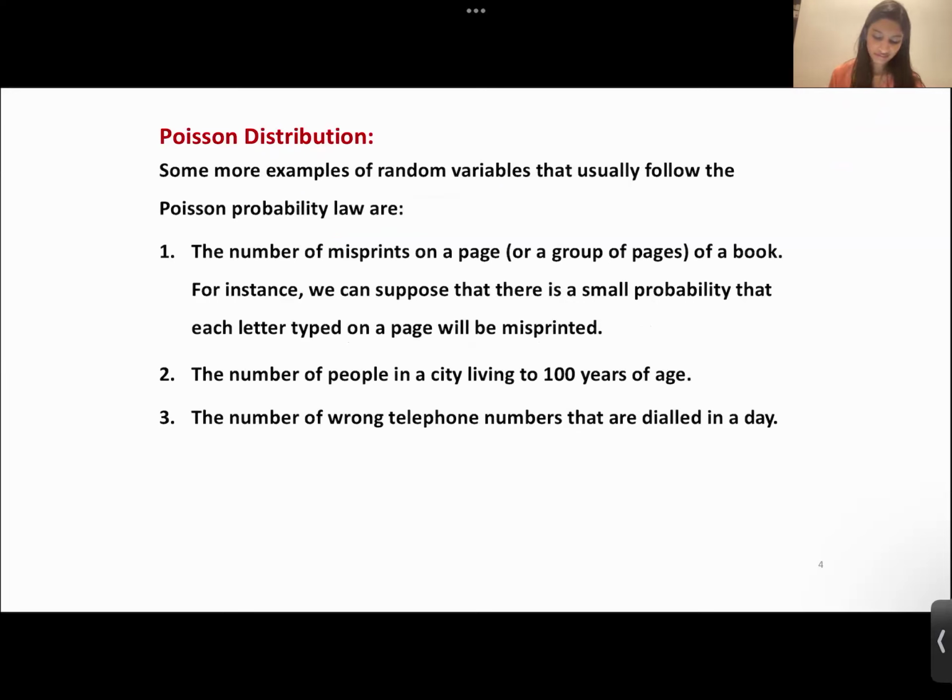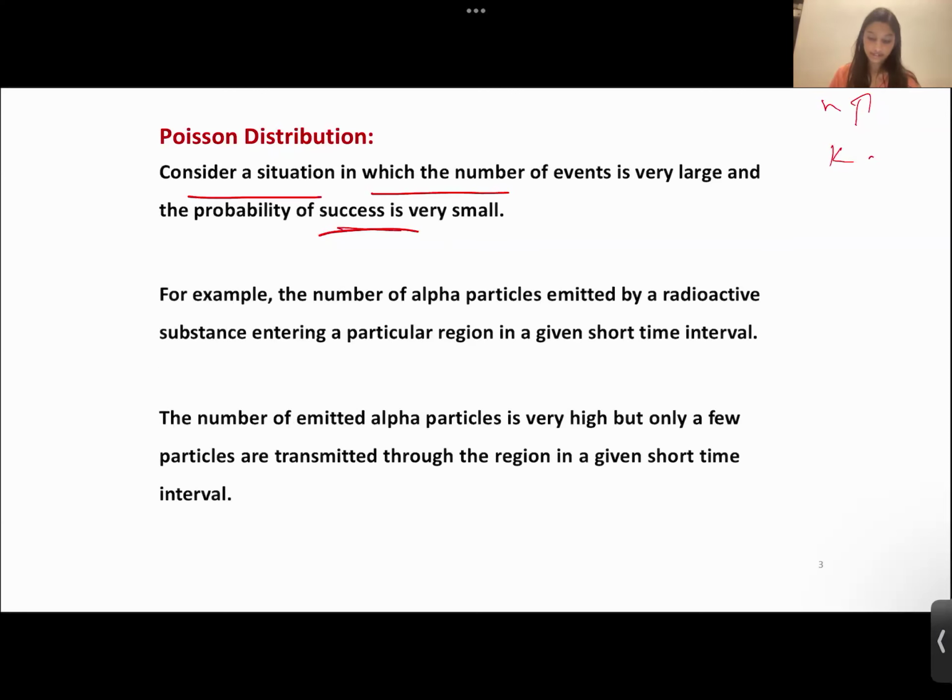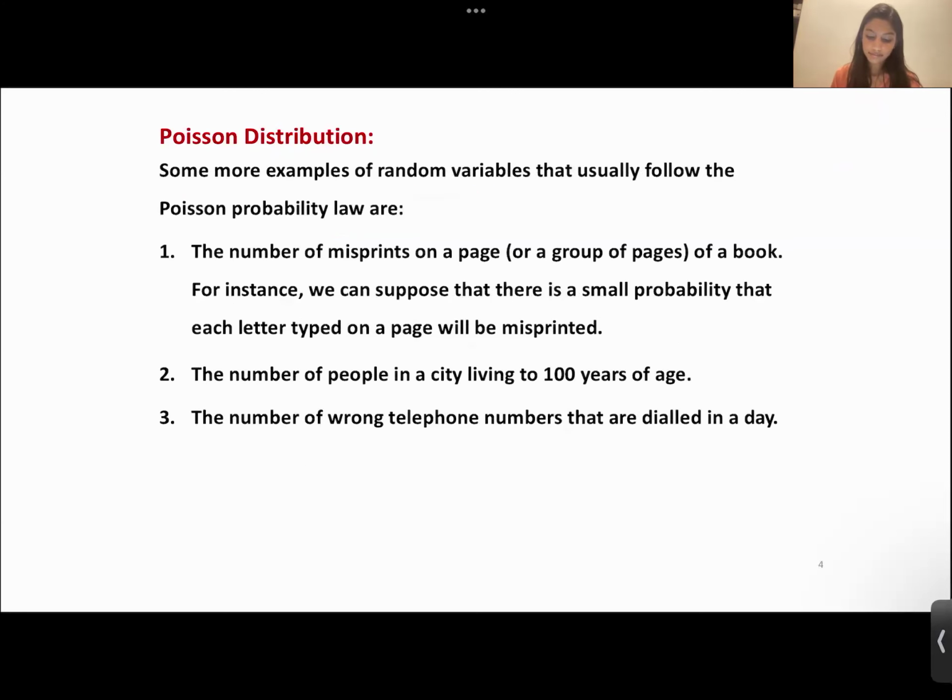Typical examples are a book of thousands of pages with just a few misprints. To model this, you use the Poisson distribution: a finite number of outcomes for a large number of events. Another is the number of people in a city who live to 100 years of age. To find this, you have to sample a large number of people, but the number of people who are 100 years old would be very few. So this is again one example.